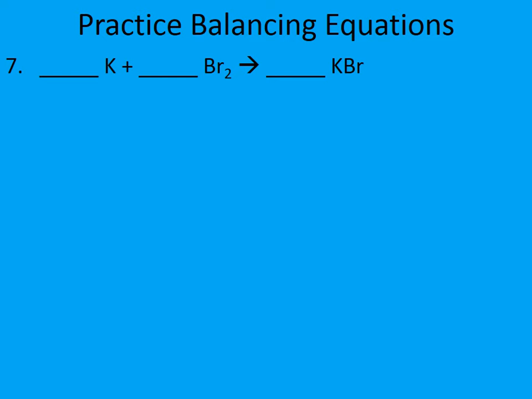Number 7. Let's find the arrow, draw the line down. Potassium and bromine. Okay. How many potassiums on the left side? One. How many bromines? Two. How many potassiums on the right? And how many bromines? One. Okay. Potassium is already balanced.